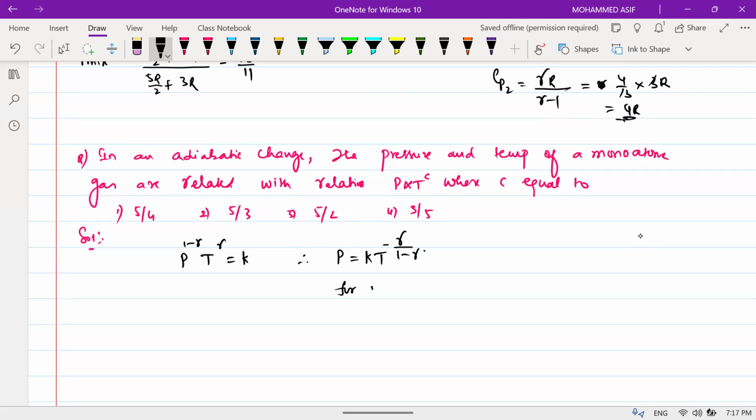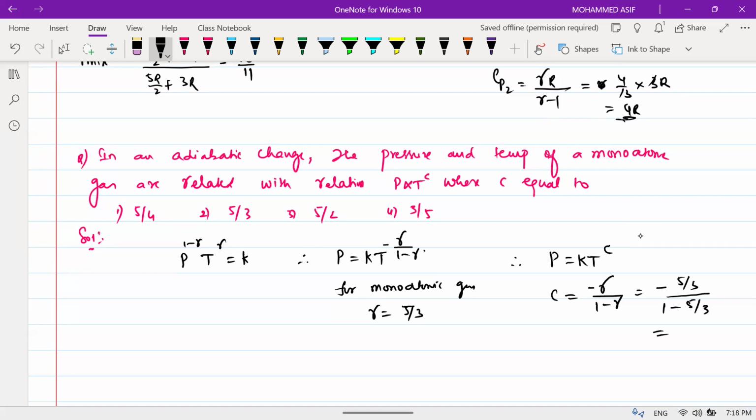For monoatomic gas, gamma value will be equal to how much for me? 5 by 3. Therefore, if I'm comparing with the standard equation, P is equals to K T power C, C value is equals to gamma divided by 1 minus gamma. So it is equals to how much for me? Minus of your, for monatomic gas, it is 5 by 3. So minus of 5 by 3 divided by your, it is 1 minus of your 5 by 3. See how much I'm getting there.